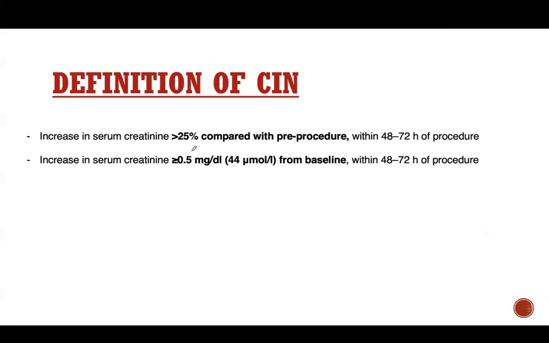Definition of contrast-induced nephropathy. After a contrast procedure, if there is an increase in serum creatinine of more than 25% compared with pre-procedure. Suppose in pre-procedure the creatinine value was 1. Now if it has increased by more than 25%, that is by more than 0.25, within 48 to 72 hours of the procedure, then it is called contrast-induced nephropathy.